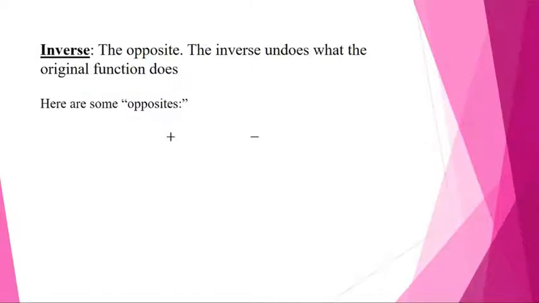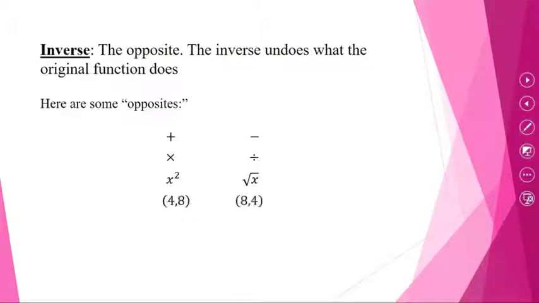If you're adding something, the inverse of that would be subtracting it, right? You know that plus 2 would undo minus 2. Same thing for multiplying, dividing. You know that multiplying by 7 would be the opposite of dividing by 7. But here's an example of a function that we'll look at in a second, but these are inverses as well. X squared and square root of x. These are opposites, right? Squaring something is the opposite of square rooting something. They would undo each other as well.